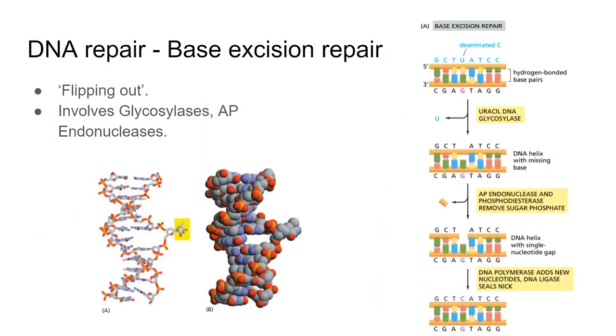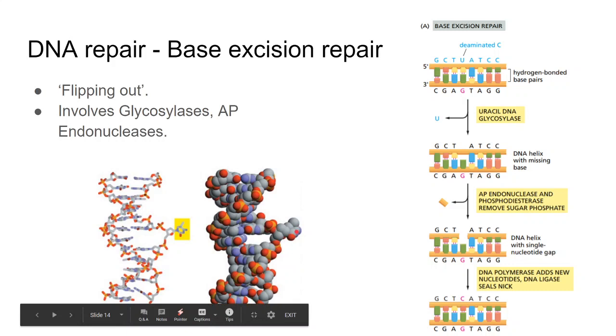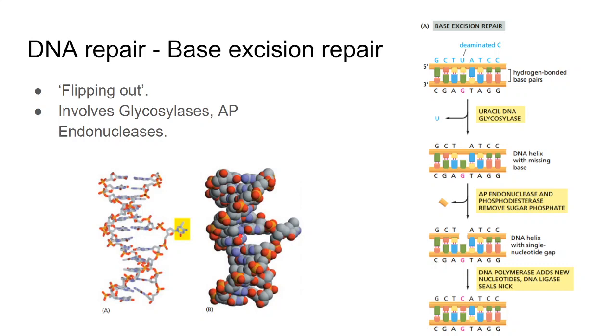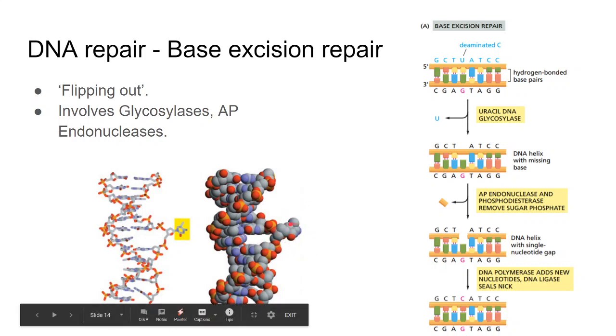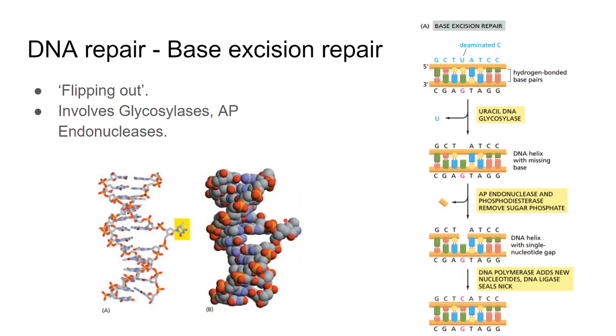For base excision repair, let me go back. The flipping mechanism only recognizes damaged bases or incorrect ones. So this can't recognize mismatches, because it's not exactly interacting with the opposite strand. It only recognizes a wrong base entirely. So the deaminated C leads to uracil. Uracil is not supposed to be there in DNA at all, so it does not care what is on this side. If this is a wrong base entirely, if it's not supposed to exist on the DNA, it will remove it.